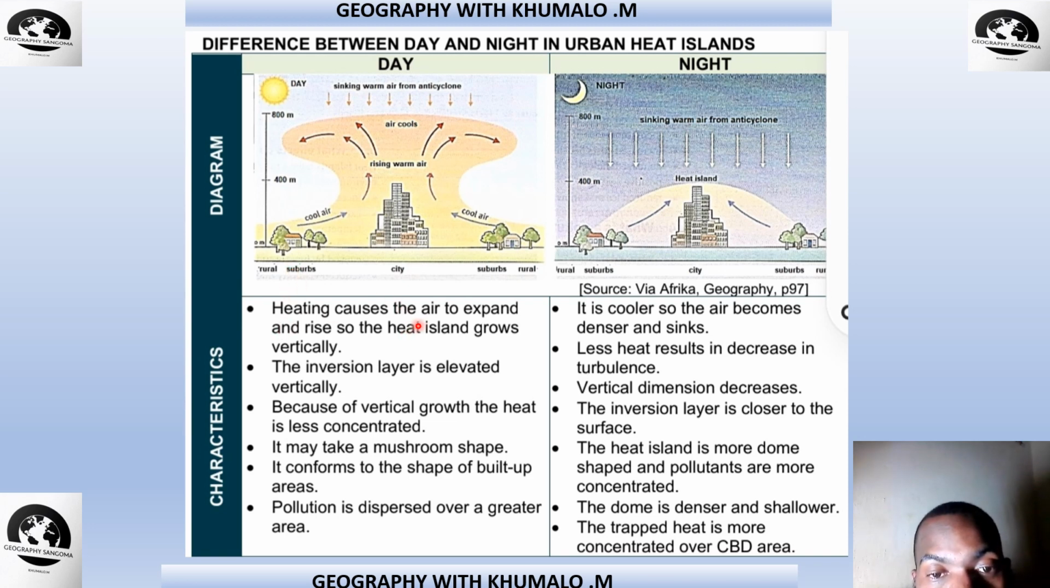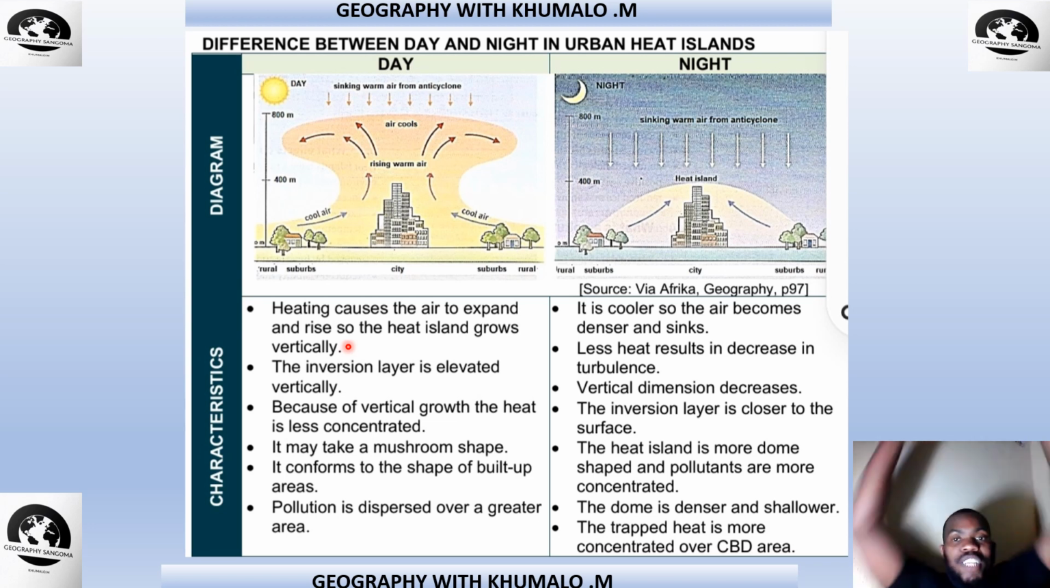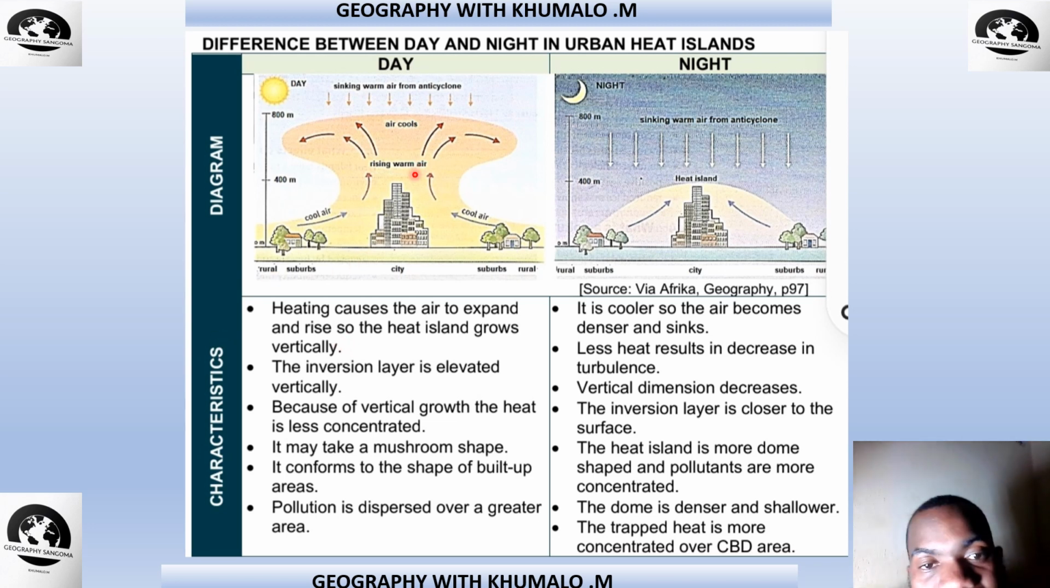The heating causes the air to expand and rise, so the heat island grows vertically. So during the day, our urban heat island is going to grow vertically. As you can see, it is expanding, growing taller and taller. The inversion layer is elevated vertically. Because of vertical growth, the heat is less concentrated. It may take a mushroom shape.